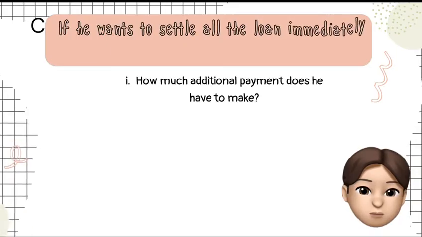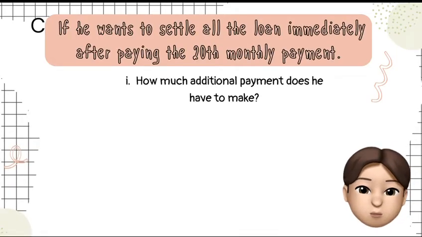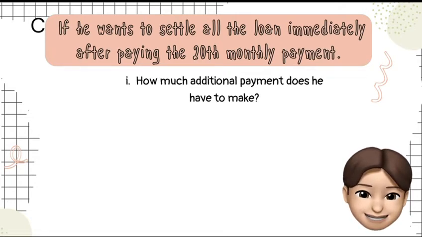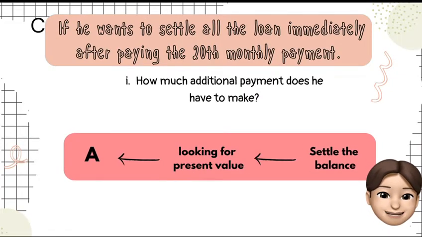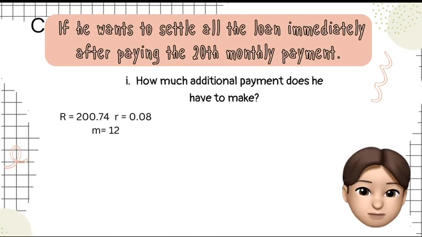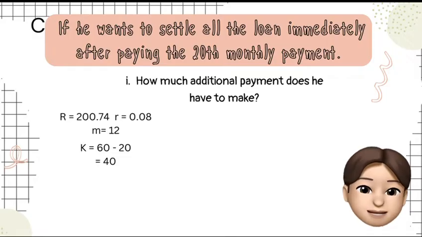Next, question C. If he wants to settle all the loan immediately after paying the 20th monthly payment, the question is how much additional payment does he have to make? So this means that he wants to settle all the payment with a single payment after paying the 20 monthly payments. So we have to find the new n, also known as k. So R equals 274 cents, the rate equals 0.08 and m equals 12. So the original n, which is 60, we have to minus 20 and we'll get the new n, also known as k, is 40.